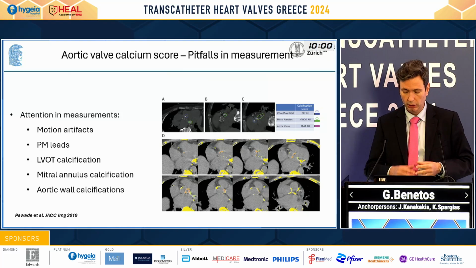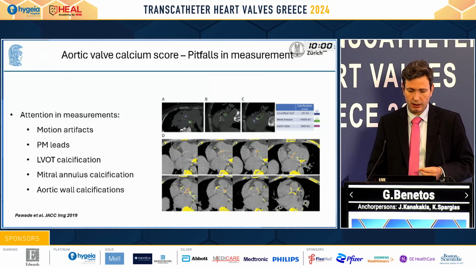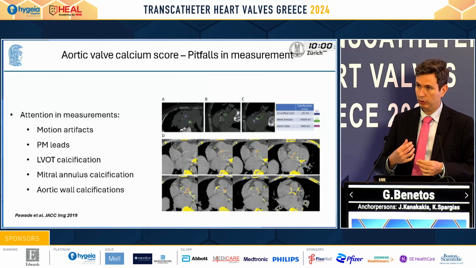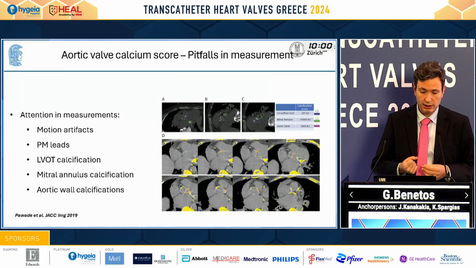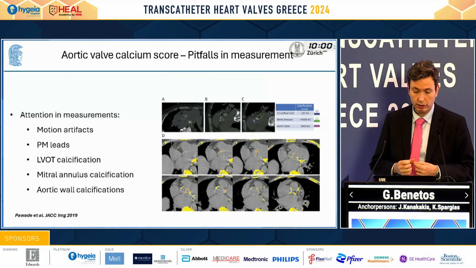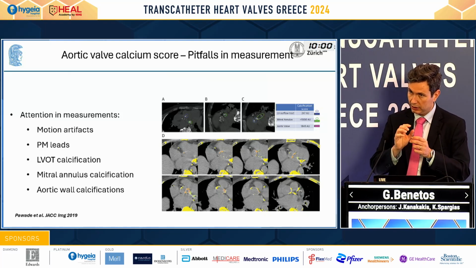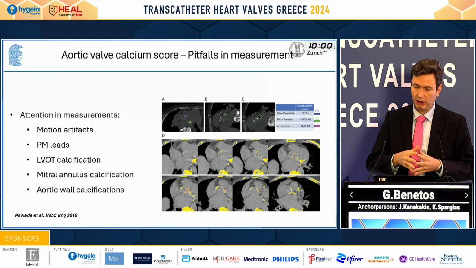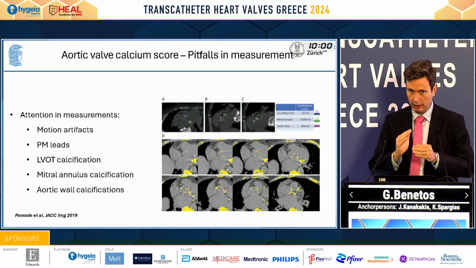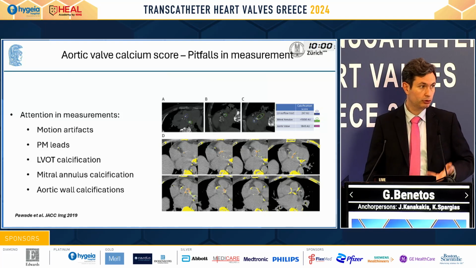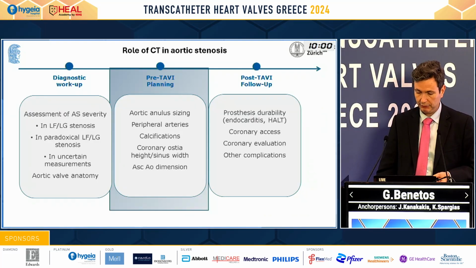At this moment, I would like to say that we have to pay attention to our measurements, even if it seems so simple to measure a calcium score. We have to pay attention to motion artifacts, the so-called banana artifacts, because each calcification could be measured twice. In case there are pacemaker leads, we have to be careful not to include LVOT calcification or mitral annulus calcification. Sometimes at the aortomitral junction, it's difficult to recognize which calcification belongs to the aortic valve and which belongs to the mitral annulus, and of course we should not include aortic wall calcifications.